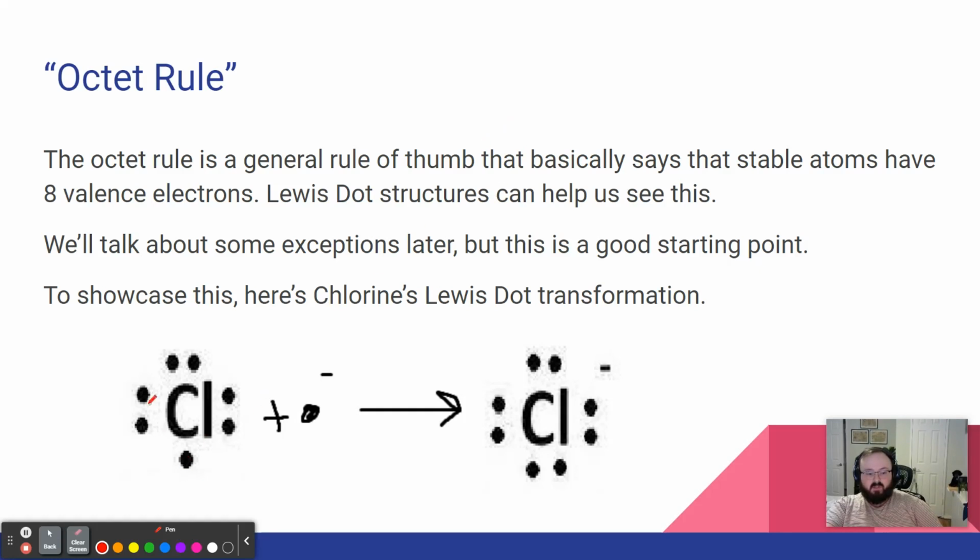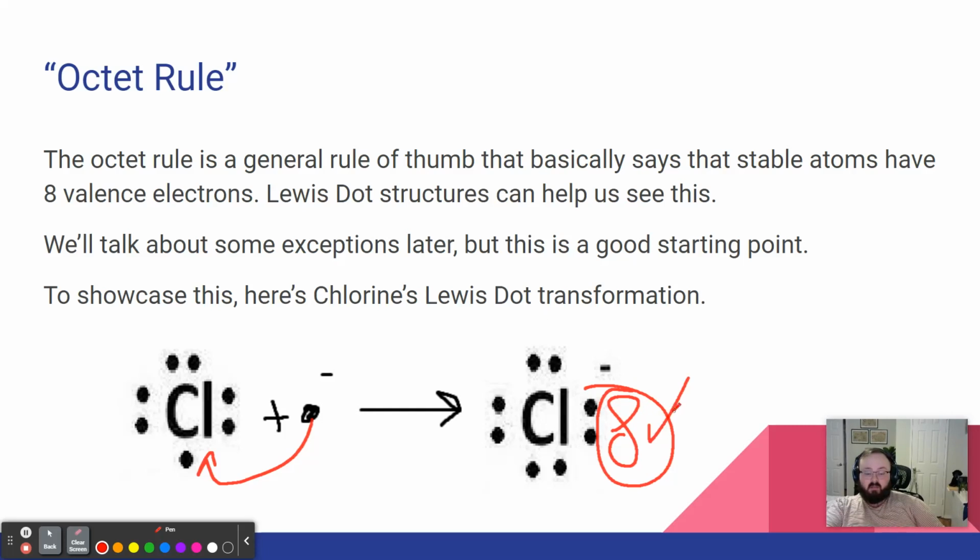So here's chlorine. We have 7 valence electrons. We put this valence electron, let's give it an electron, and now we have 8, and we are stable. So 8 is the magic number. Having these 8 electrons means stability. We're going to be using these Lewis dot structures to showcase that. Makes things pretty easy. We now have 8 valence electrons, and chlorine minus here is stable.